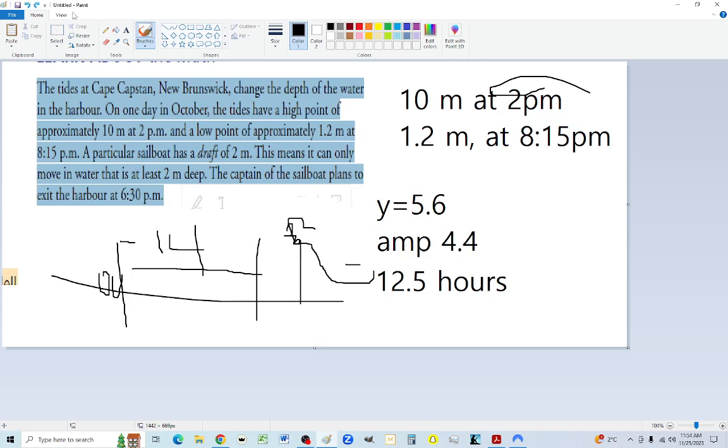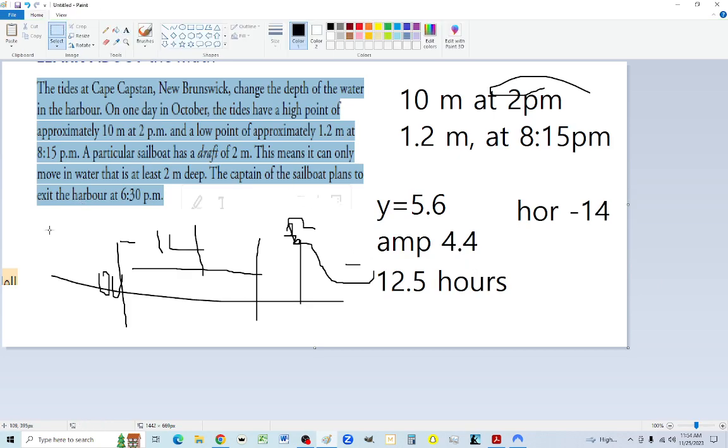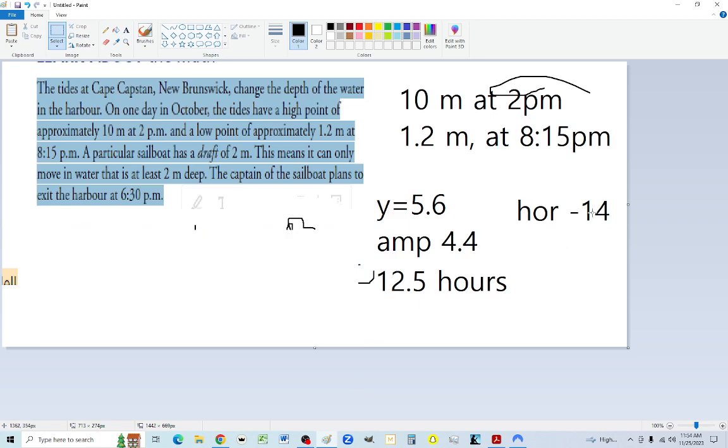Let's see if all that works. So we also need a horizontal shift. If we assume the day starts at 00, we need a horizontal shift of minus 14, so that moves 14 to the right. And this assumes we're going to use a cosine curve. If we used a sine curve, we might only add a little bit less than that, but 14 worked good.